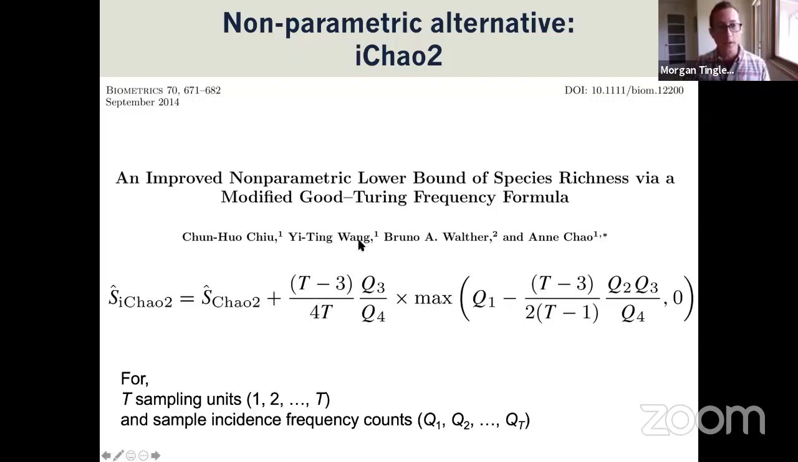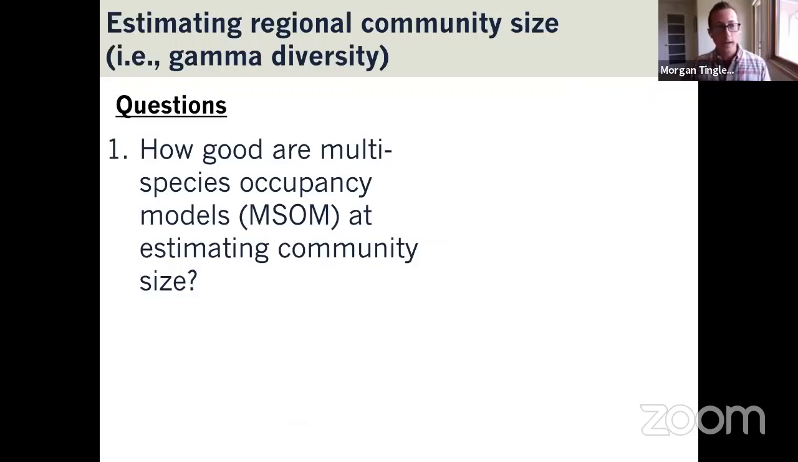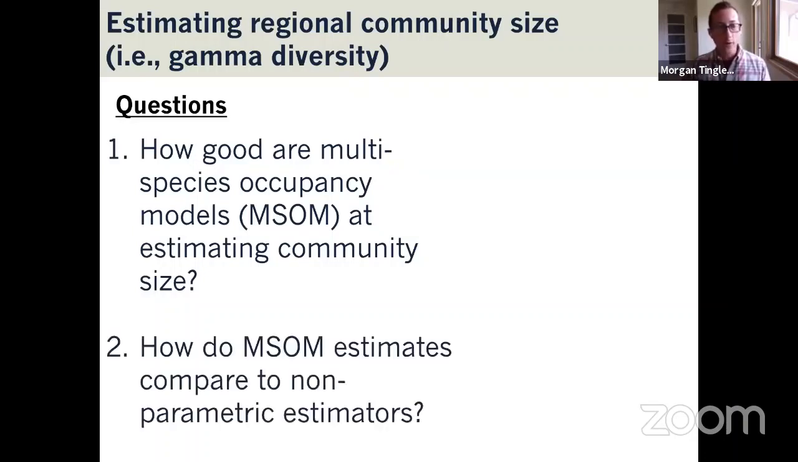That is to say, Q0. And so iChao2, of course, is a very common and widespread and relatively easy way of estimating species richness and gamma diversity in particular. So my study focused on two main questions. The first is, in general, how good are multi-species occupancy models at estimating this true community size or gamma diversity? And secondly, how do multi-species occupancy model estimates compare to non-parametric estimators, in particular the iChao2 estimator?